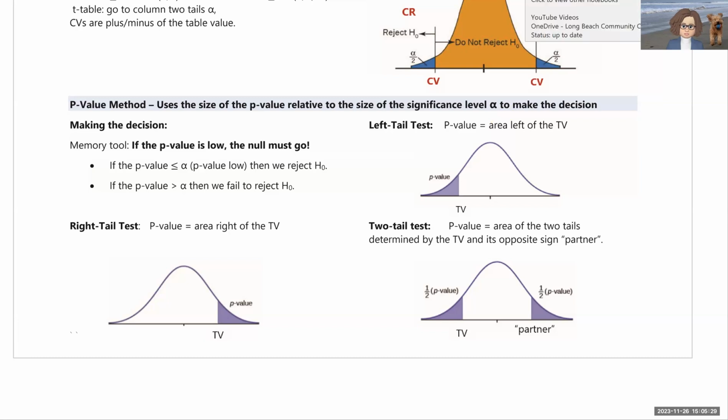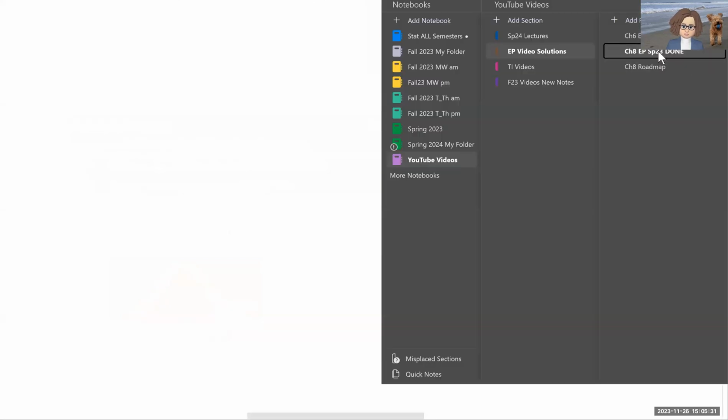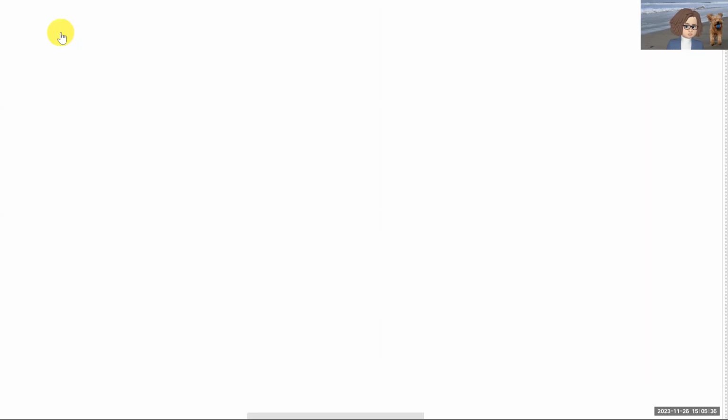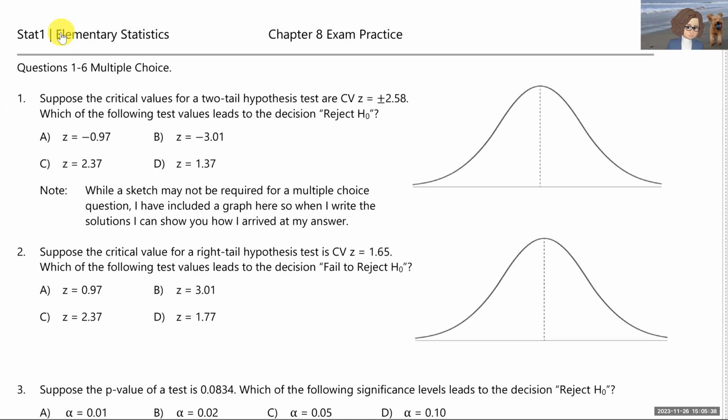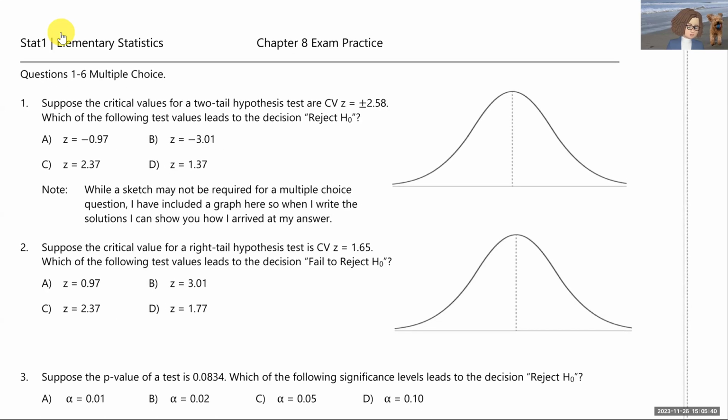All right, so we'll dive in here, and please again refer to the roadmap for some guidance if you need it. And let's give these a try. So number one, suppose that the critical values for a two-tail hypothesis test are z equals plus or minus 2.58. Which of the following test values leads to the decision reject H0, reject the null hypothesis?